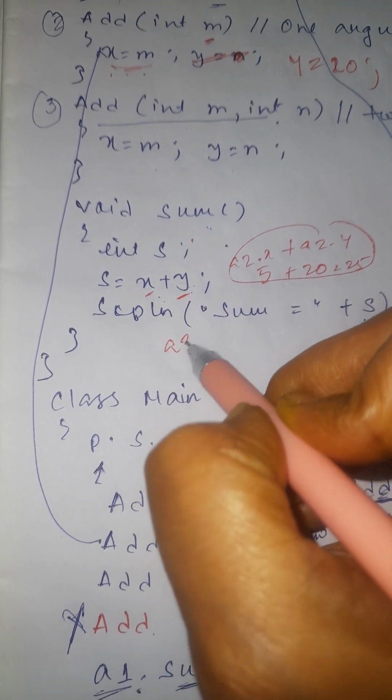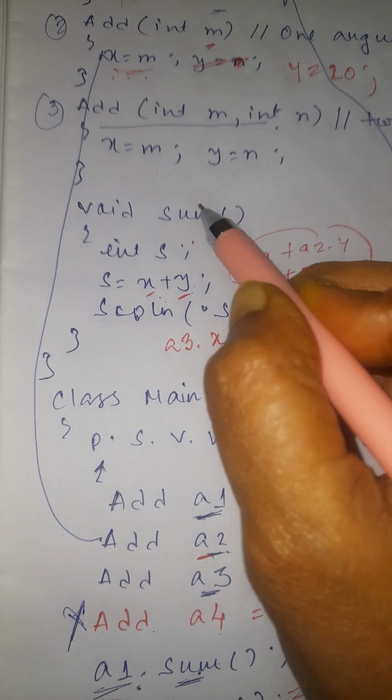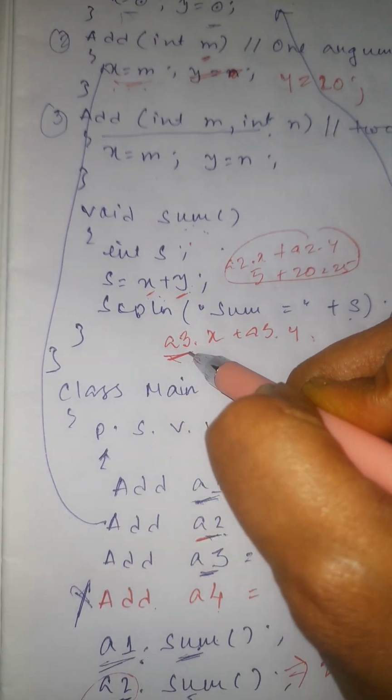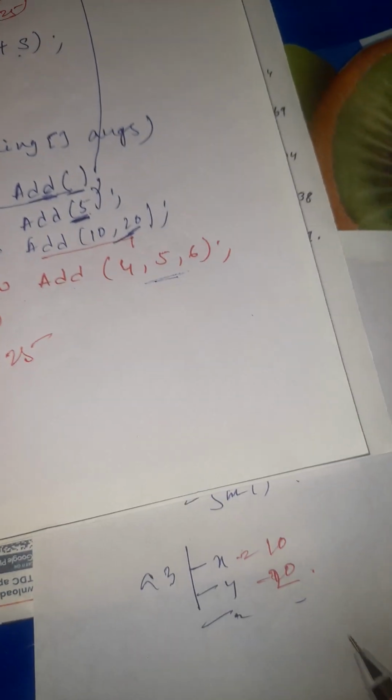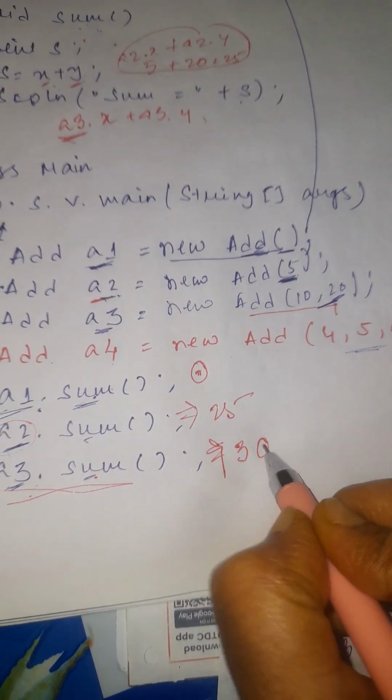This x will be now a3.x plus a3.y. Why? Because this sum method now we call with the help of the a3 object. So what will be the summation now? 10 plus 20 will be 30. Clear? The output will be 30.